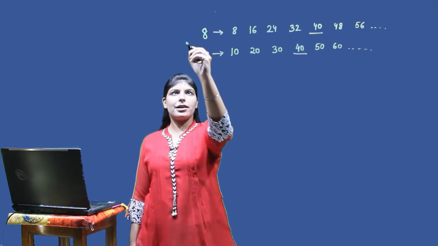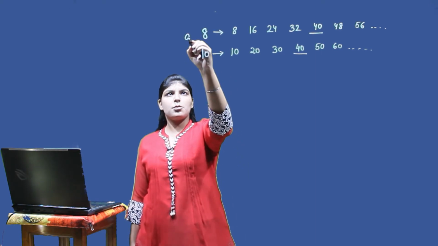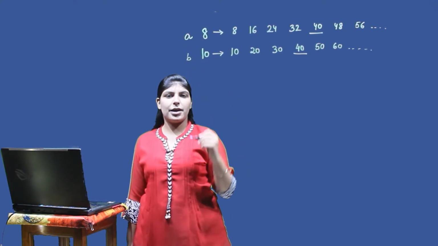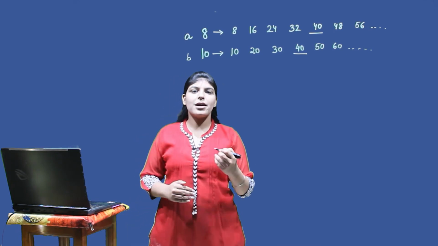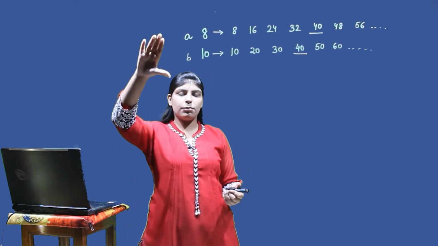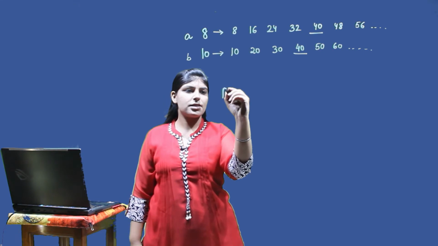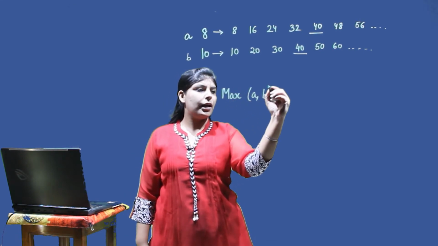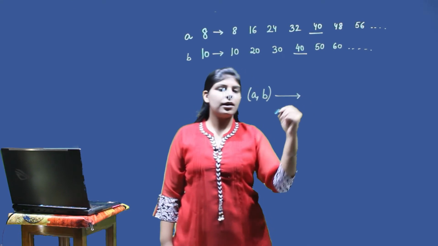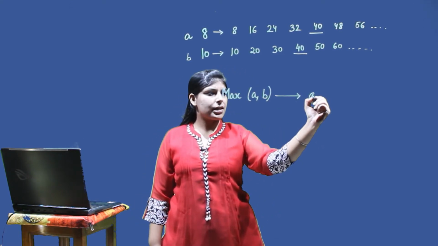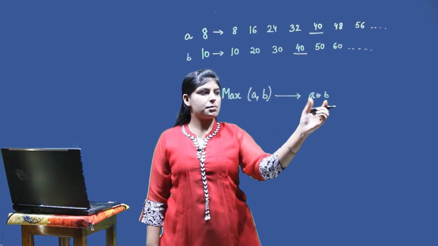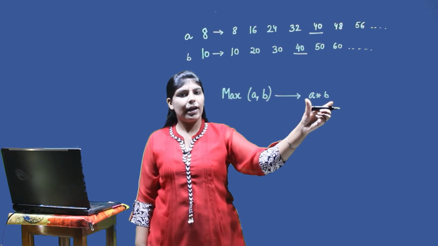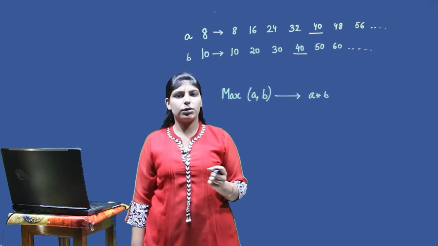So how can we calculate the lowest common multiple? Suppose I have this number as A and this number as B. Now you can see LCM has to be greater or equal to both these numbers. So I can start from maximum of A, B, and I need to check till A multiplied by B, because A multiplied by B is a multiple of both these numbers and it is divisible by both the numbers.